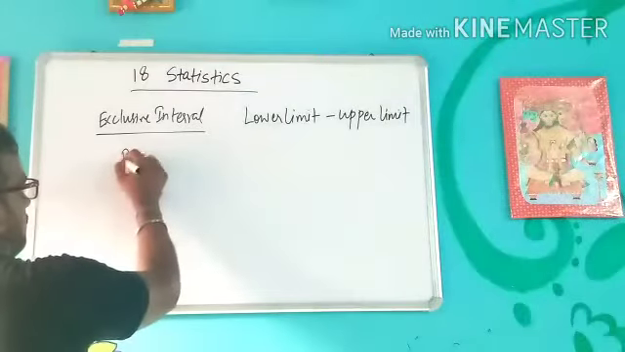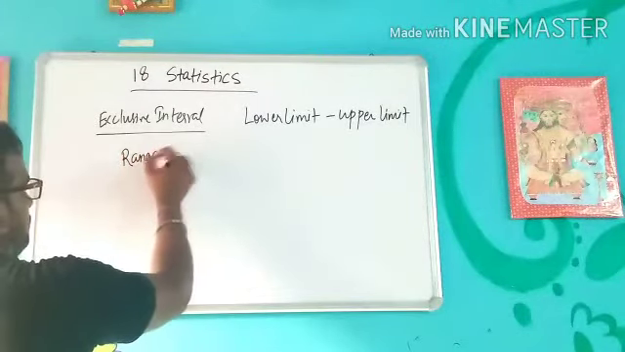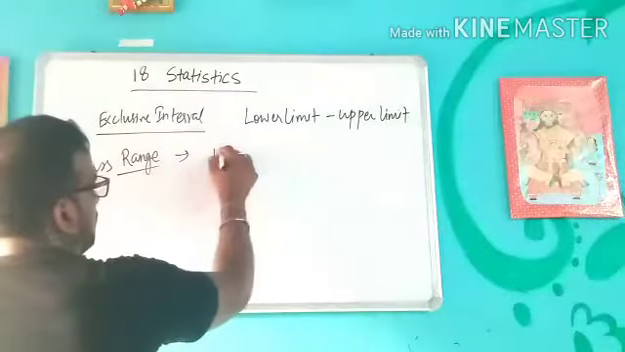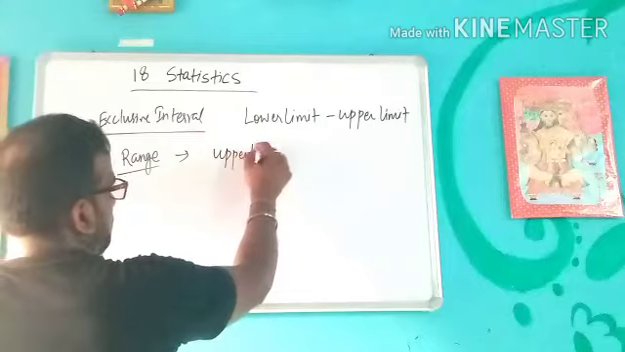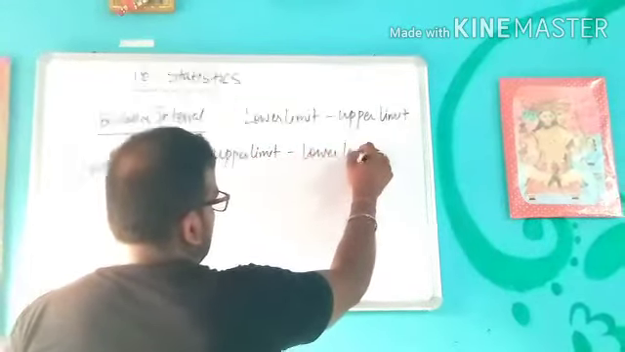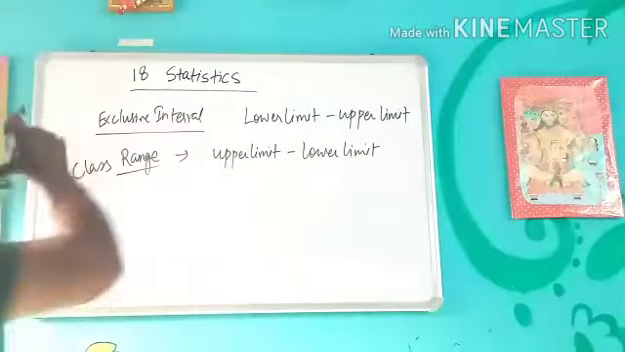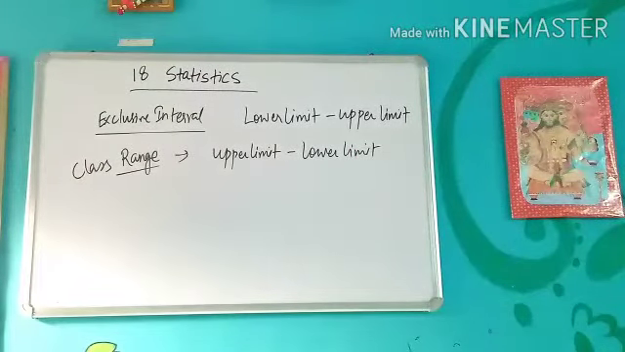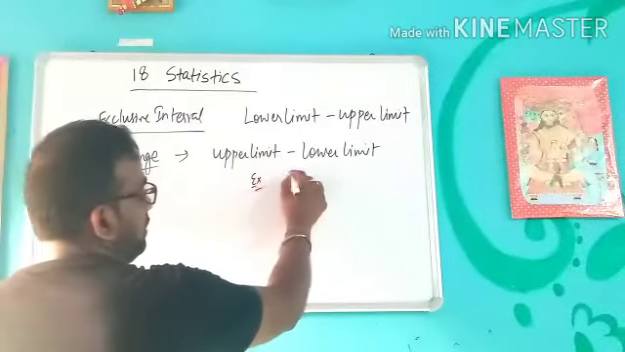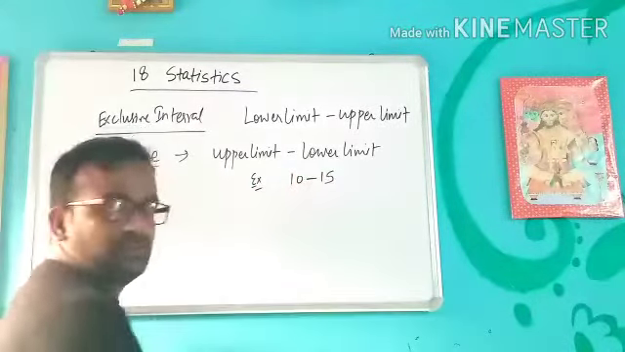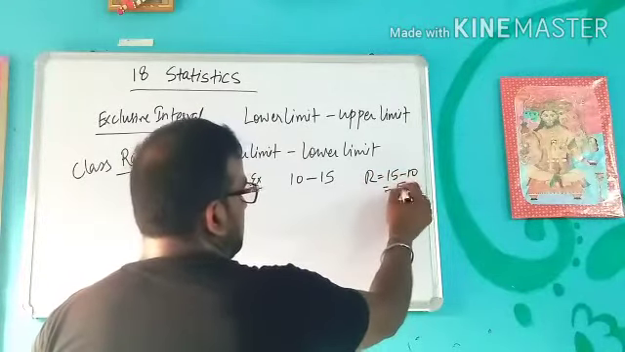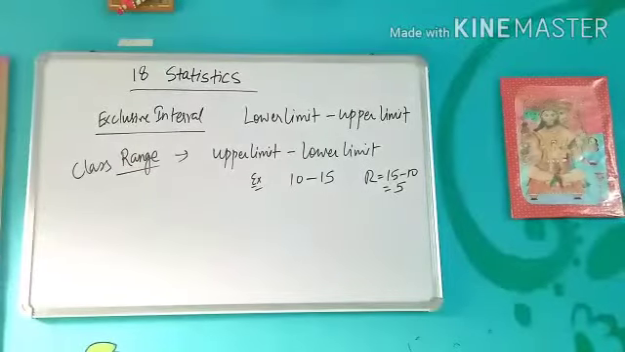First is range. So class range is upper limit minus lower limit. Okay, whenever you want to calculate the class range for exclusive interval, you will simply subtract the upper limit by lower limit. For example, if 10 to 15 is there, so what will be the range? Range will be 15 minus 10, that is 5, and this range remains constant.